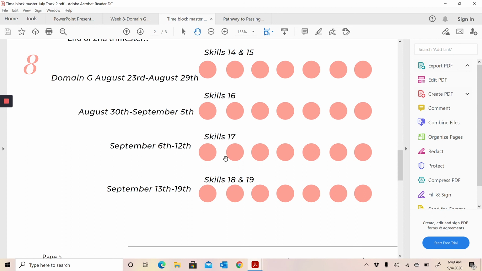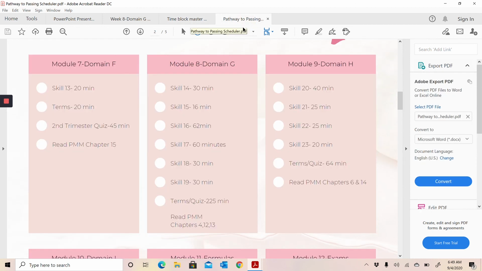So go through skill 17 and then make sure you're doing your 45 minutes of glossary terms. So we're going to do the skill 17 video is 60 minutes, so it's an hour long. And then you've got all of your glossary terms. And then for next week, we're going to read chapter 12 in your PMM book.